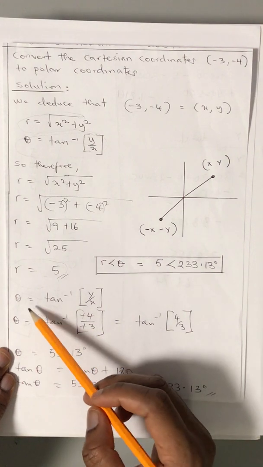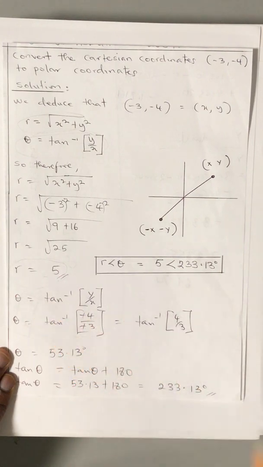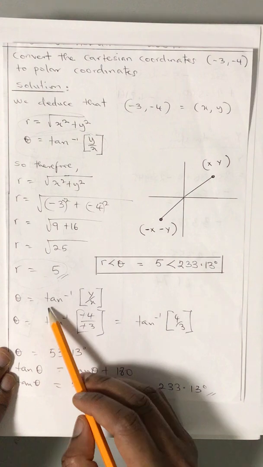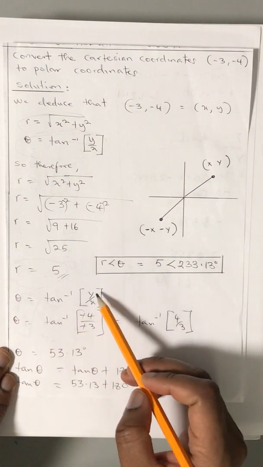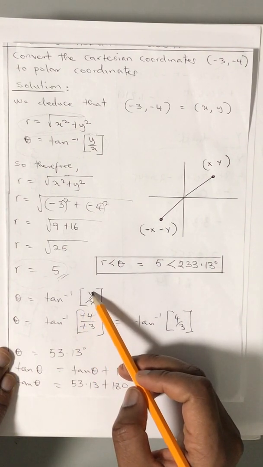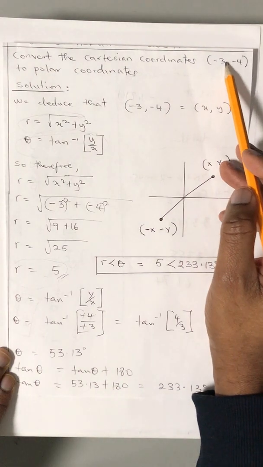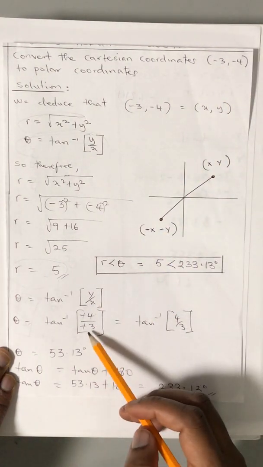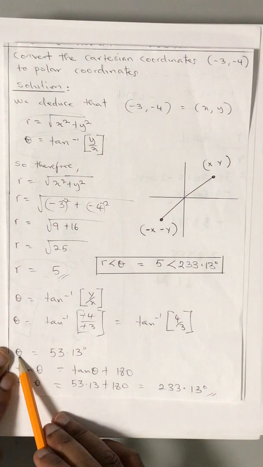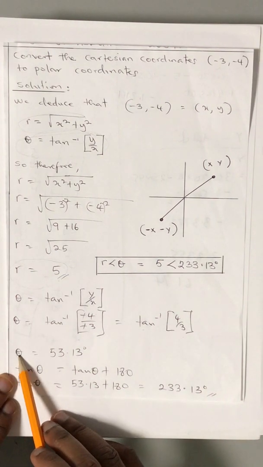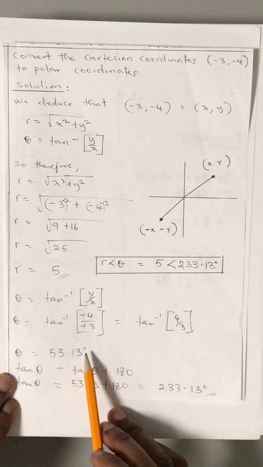Now, let's go to how to find the direction. The direction of a Cartesian vector can be calculated by using the formula arctan y over x. That is, arctan the vertical entry over the horizontal entry, which is -4 over -3. Then from there we can find arctan 4 over 3. Then our theta, which is the angle or the direction of our vector, becomes 53.13 degrees.